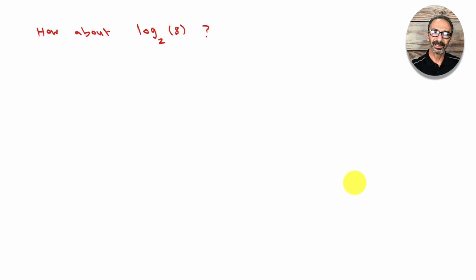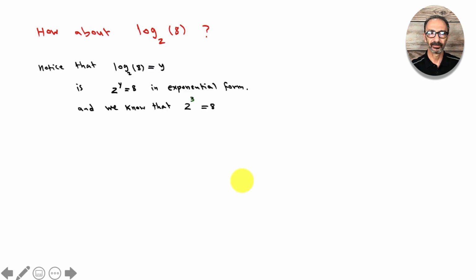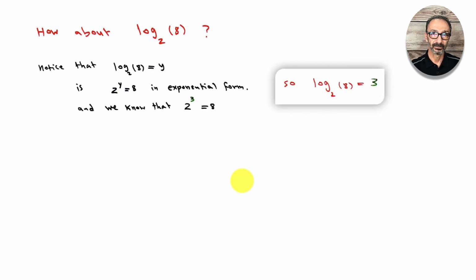Here's another example, a good one. How about log 8 base 2? 2 to the power what equals 8? Well, we know the answer. If you think about 2 to the power y equals 8 in exponential form, and we know that 2 to the power 3 equals 8, that means the answer is 3.